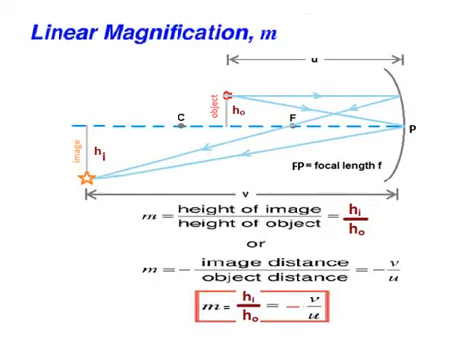So linear magnification has two formulas. One is hi by ho, height of the image by height of the object, and the next one is minus v by u. And you know what v is: it is the image distance, and u is the object distance. That's why I have indicated the minus sign in red. It is very, very important. So m is equal to hi by ho, which is again equal to minus v by u. This is an important relation which we often use for solving problems.